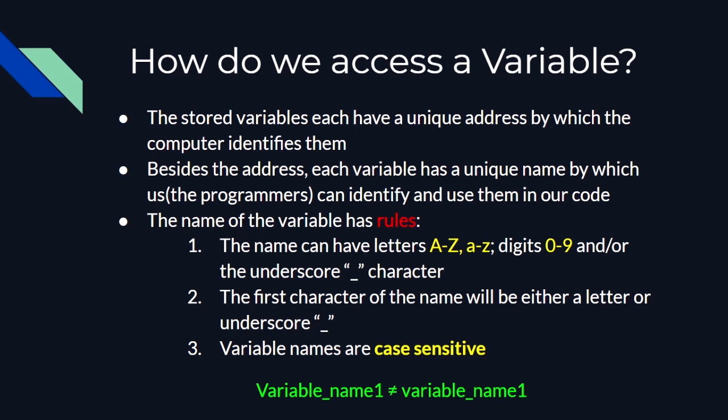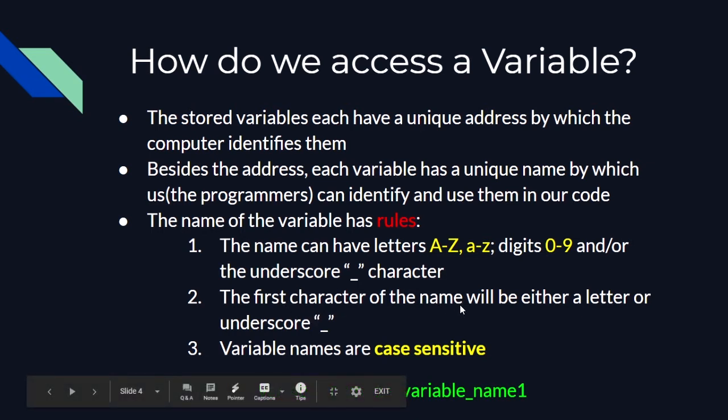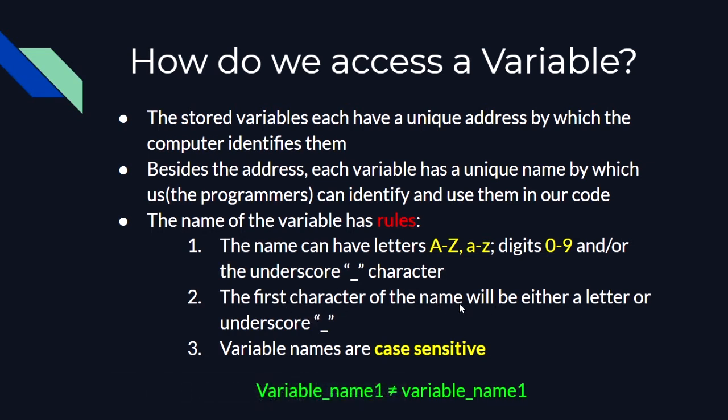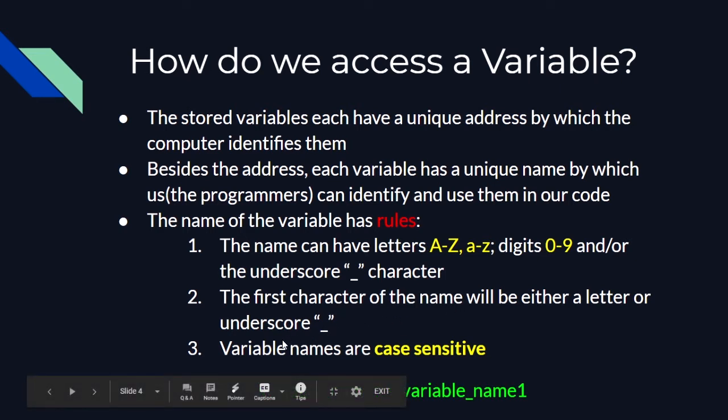Now, the name of a variable actually has a couple of rules. The first rule is that the name consists of letters, so capital letters, small letters, digits, so from 0 to 9, and or the underscore character. Also, the first character of the name will be either a letter or the underscore character. And the last and probably the most important rule is that variable names are case sensitive.